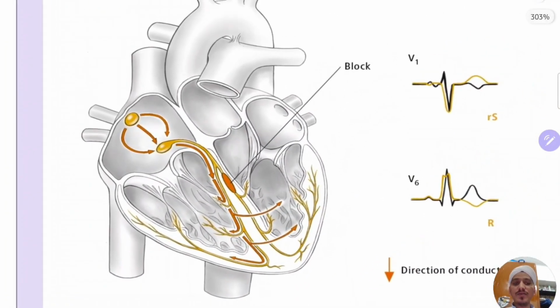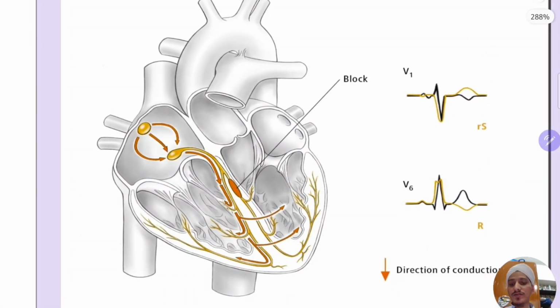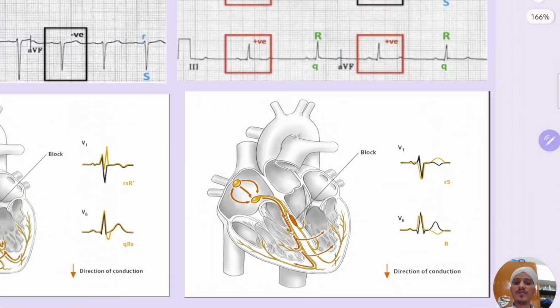When there is LBBB, there is a block in the left bundle branch, so you will see the opposite. This is a QS complex. Sorry, here it is given as an RS complex, but it is a QS complex, and you will have a broad QRS complex in V6. Often notched. See the notch here. This type you will have. We will see again.